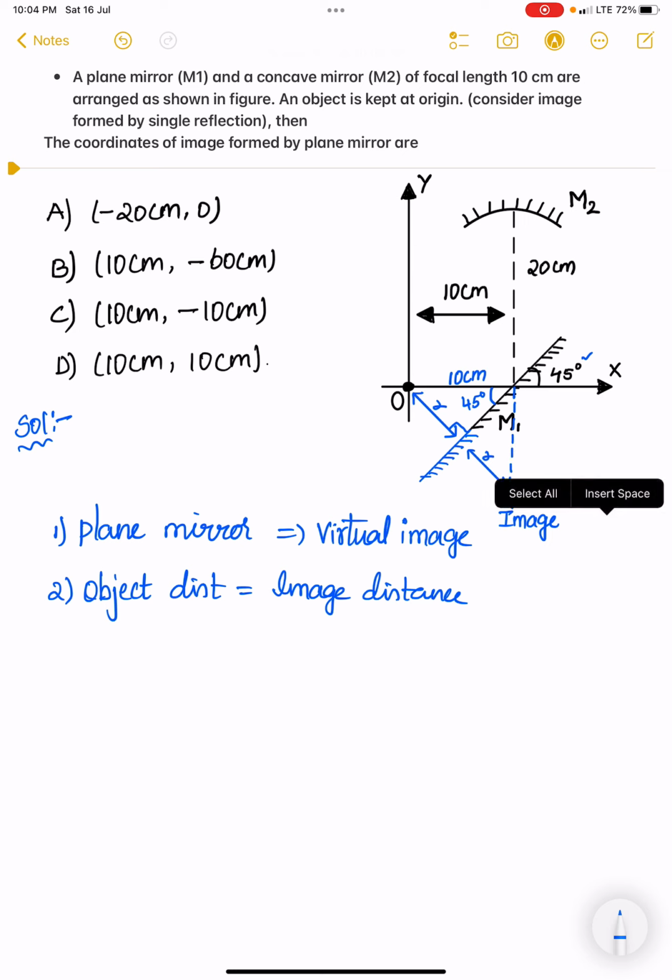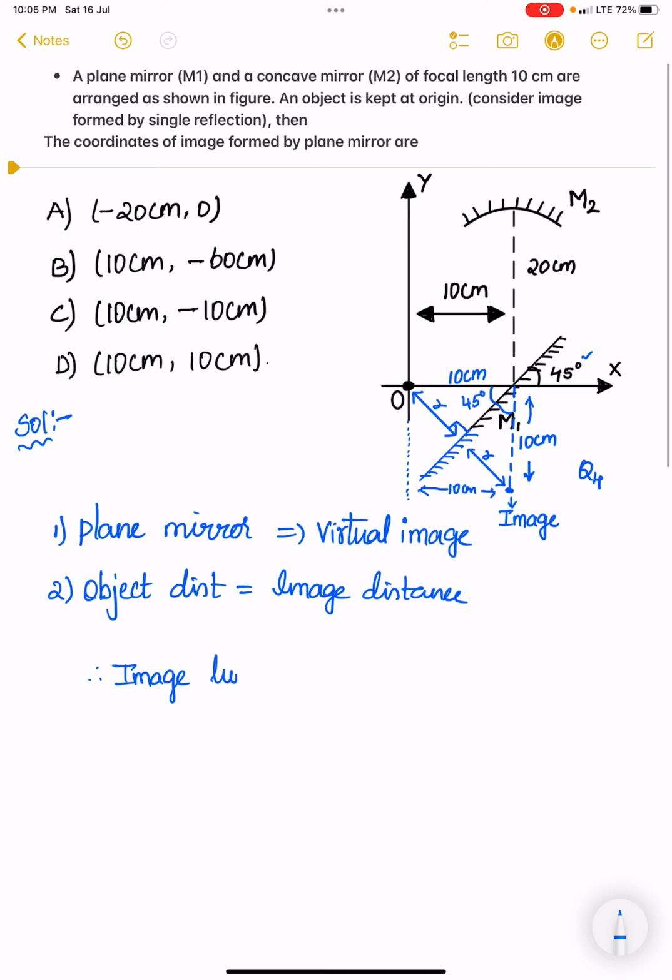So tan 45 is equal to opposite side by adjacent side. The opposite side will be over here, and the adjacent side is this one. One of the sides is 10 centimeter, and using the same symmetry, this is also 45 degrees, so this value is also 10 centimeter. Now the image coordinate comes into quadrant 4. If you extend the y-axis a little bit down, you can easily understand that it is at a distance of 10 centimeter from the y-axis, and also 10 centimeter from the x-axis.